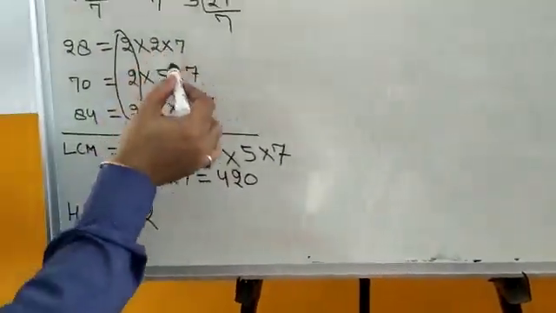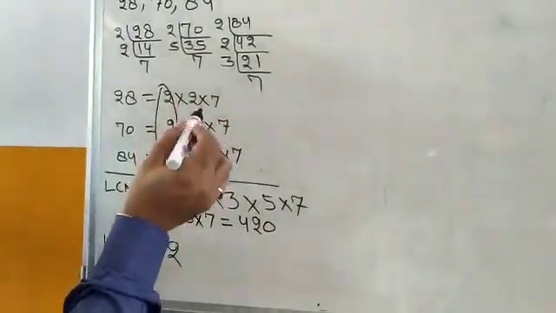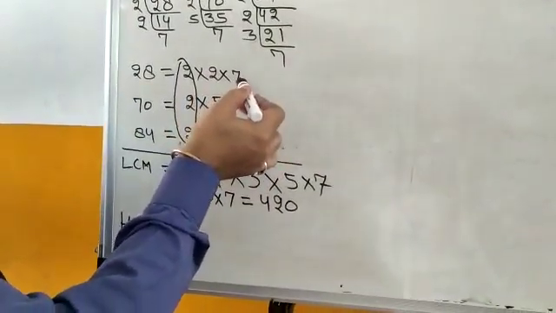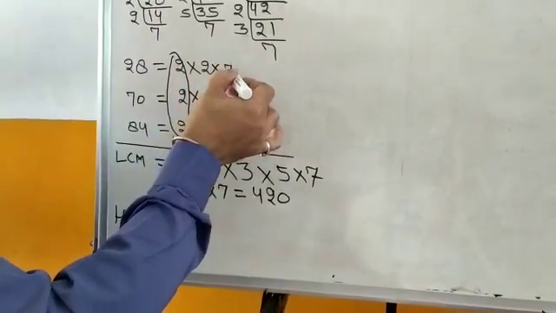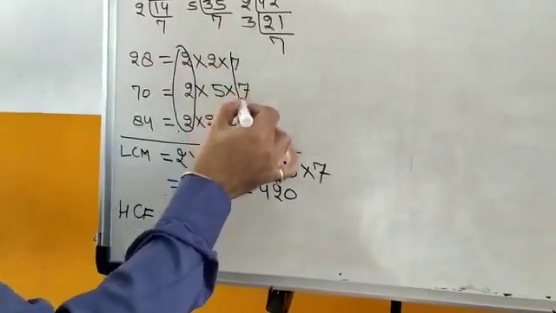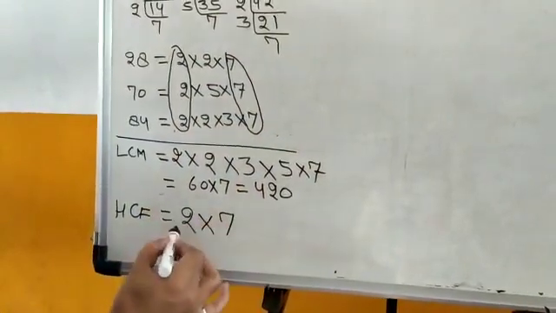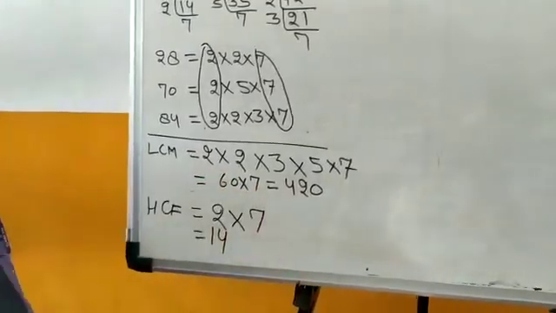Now there is another 2, but it is not in all of them, so we will not take another 2. Now the only common number is 7. 3 and 5 are also not in all. So that's why we will take 7. 7 is common there. So HCF will be 2 into 7 equals 14.